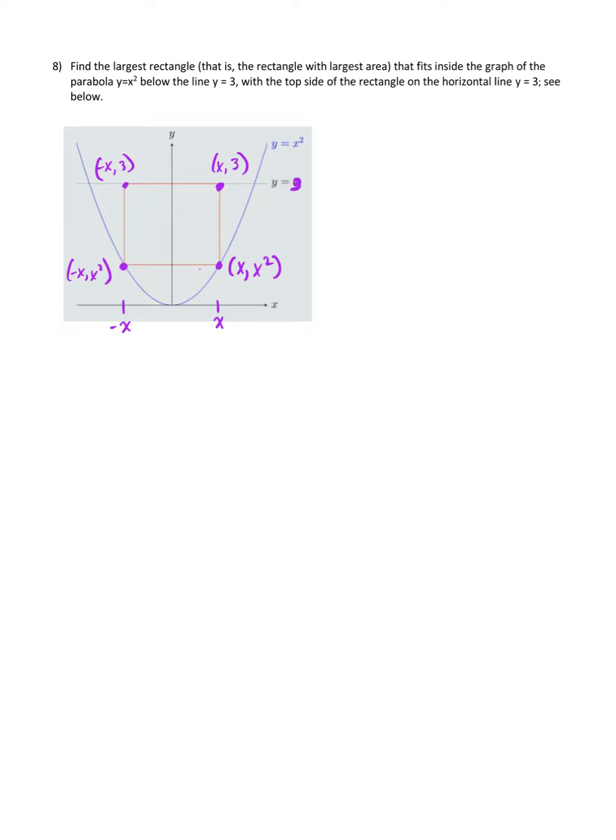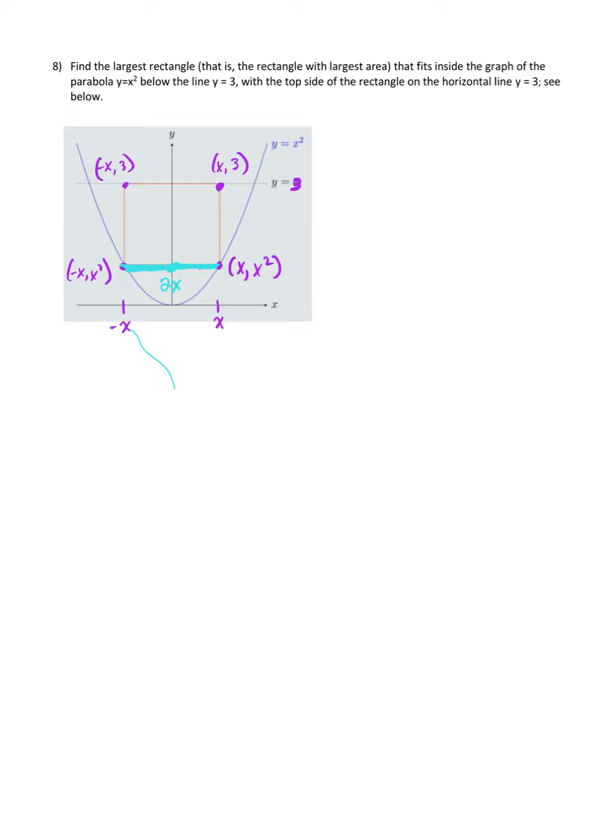To find the area of this rectangle, I just need to know the length and the width, or the base and the height. So if I would like to know this distance, well, I know that the distance from the center over to here is x, and from the center over to here is also x, so this whole thing is 2x.